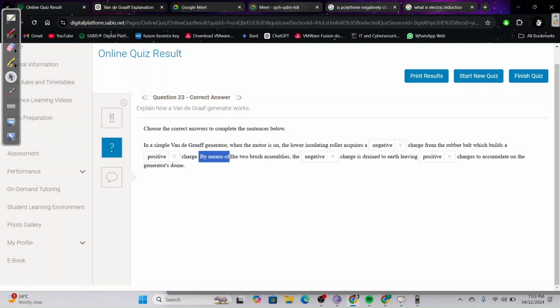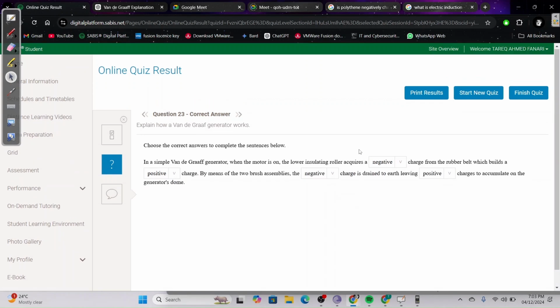Let's continue. By means of the two brush assemblies, the negative charge is drained into the earth, leaving positive charges to accumulate on the generator's dome. See, I just explained this. The brushes will earth the negative charges, which leaves only the positive charges to go to the dome of the Van de Graaff generator.